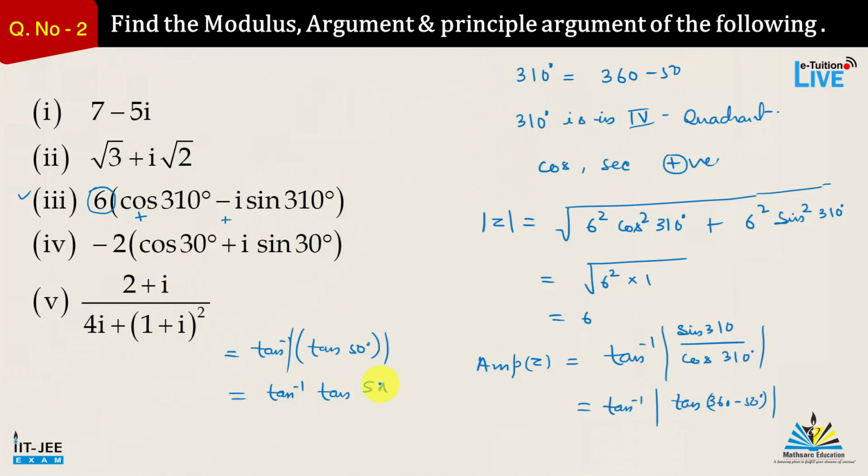And 50 degree is written as 5 pi upon 18, as we know that pi is equivalent to 180 degree in radian, so 1 degree is equal to pi upon 180, hence 50 degree is equal to pi upon 180 into 50. So you will cancel this out and you will get 50 degree is equal to 5 pi by 18. So tan inverse tan 5 pi by 18 is equal to 5 pi by 18. 5 pi by 18 is the principal argument of this complex number.